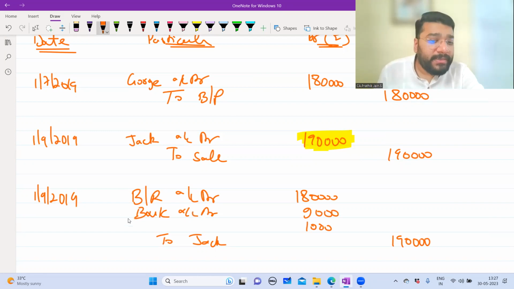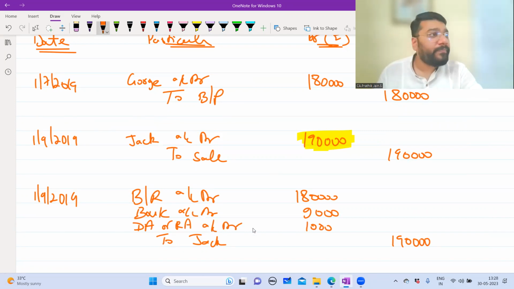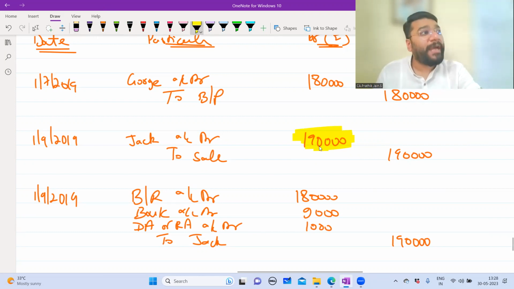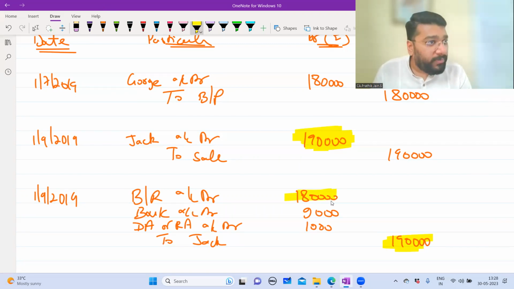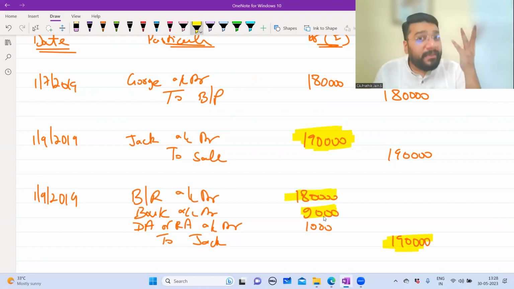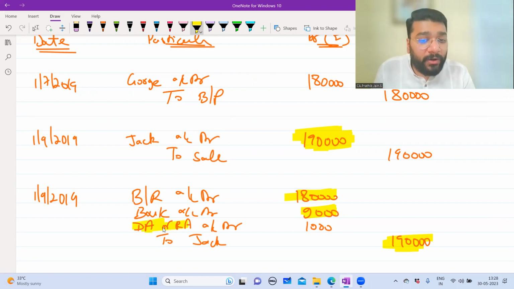What is the difference? 1. It is a discount allowed. This is because it is a loss for us. We are not receiving the money, no. So it is discount allowed or rebate allowed account debit. Guys, Harry has sold goods worth 190 to Jack. So from Jack, he was supposed to receive 190. But out of that, he received 180 only in form of bills receivable, 9 in form of bank, and 1 he did not receive. So it is a loss for Harry. So debit all expenses and losses. So discount allowed, rebate allowed account debit.